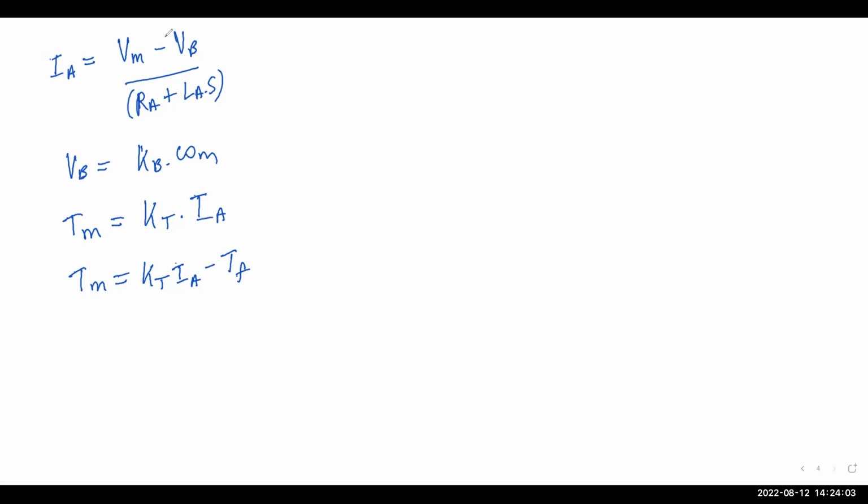So we can substitute this VB into this and obtain another expression for IA, as VM minus Kb omega M over RA plus LAs. Okay. These are our models, right? These are our equations. So now we can obtain this, there's no question about this. Now, how can we obtain a model from this? How can we obtain a model from this?